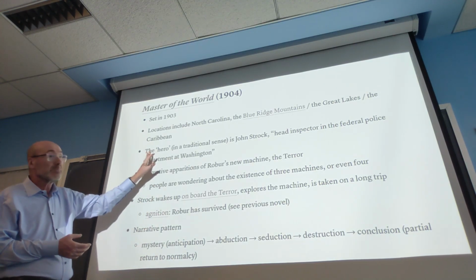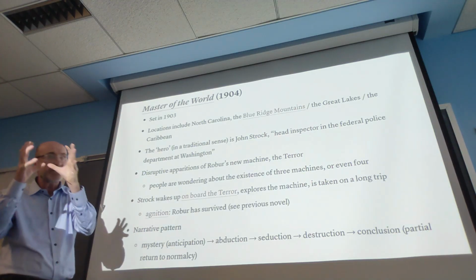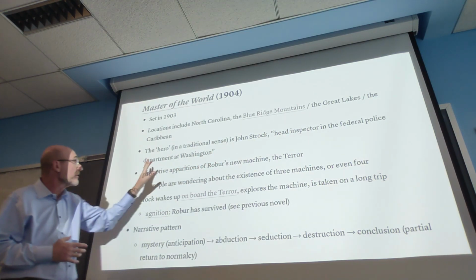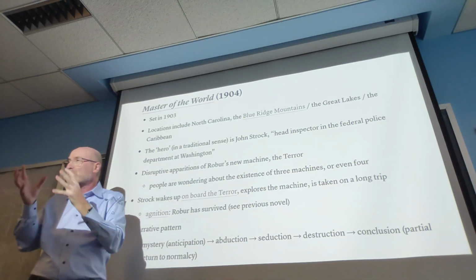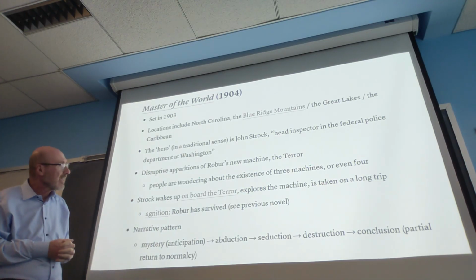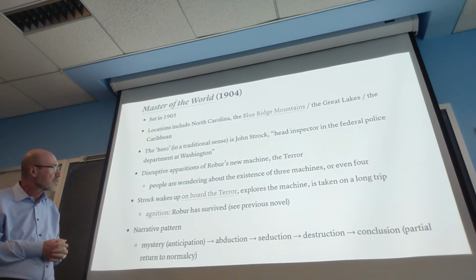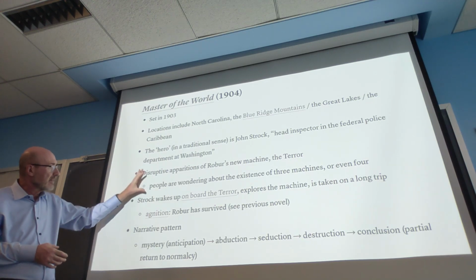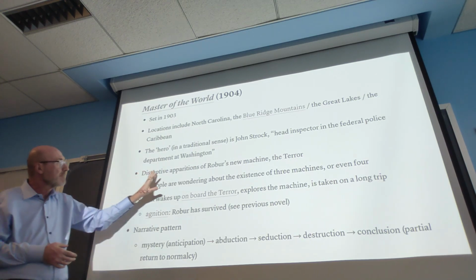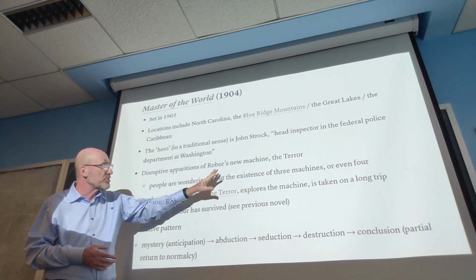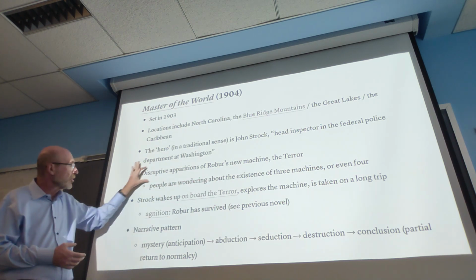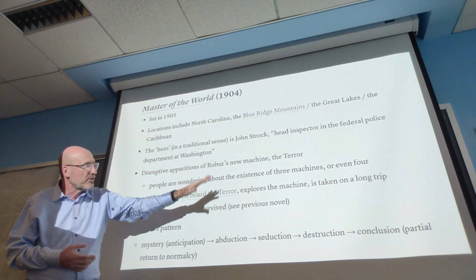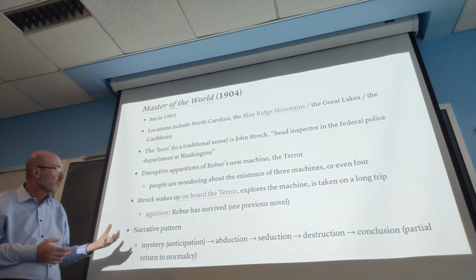The hero, meaning the one who saves the day, is John Strock, defined as head inspector in the Federal Police Department. So you can think of him as a quasi-FBI officer, a detective. In the first part of the plot, you find various apparitions of this machine called the Terror, and they're all disruptive in nature. People think it's 3 or 4 machines, not just one.